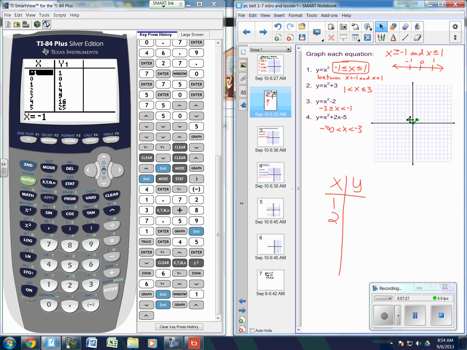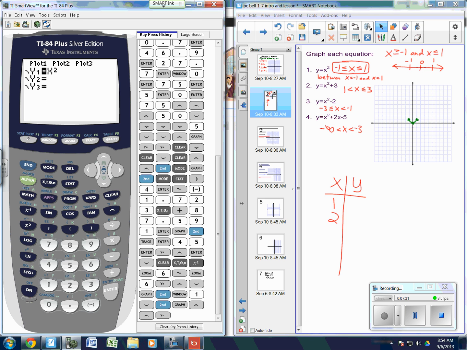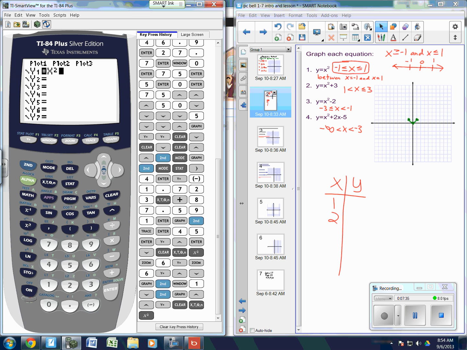Okay, then I'm going to go back to my y equals screen. Now I'm going to type in x squared plus 3. I'm going to type that one in. I'm going to hit graph. By the way, what happened to my graph from x squared to x squared plus 3? Moved up 3. Okay? Looks like it could be, yeah.